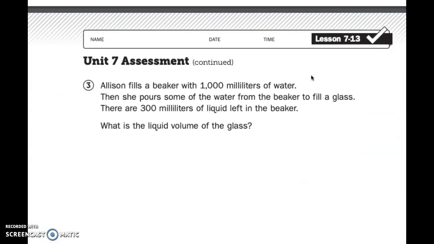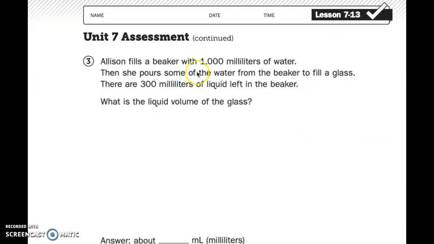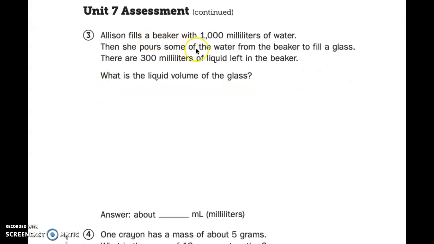Okay. Next page. Number 3, Allison fills a beaker with 1,000 milliliters of water. Then she pours some of the water from the beaker to fill a glass. There are 300 milliliters of liquid left in the beaker. What is the liquid volume of the glass? Answer, about how many milliliters?